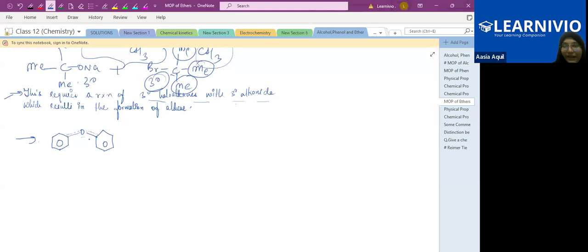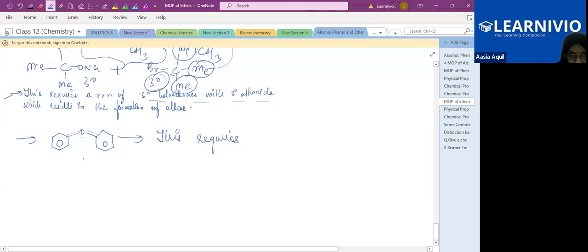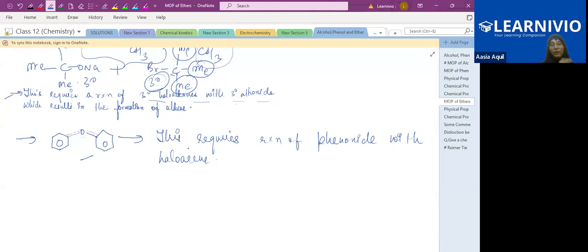Because you know very well, for example, if you have to break this bond, how must this have been formed? This requires the reaction of phenoxide ion with the haloarene. So when will this form? When the phenoxide ion reacts with the haloarene. And you know very well, this Williamson synthesis occurs via nucleophilic substitution reaction.